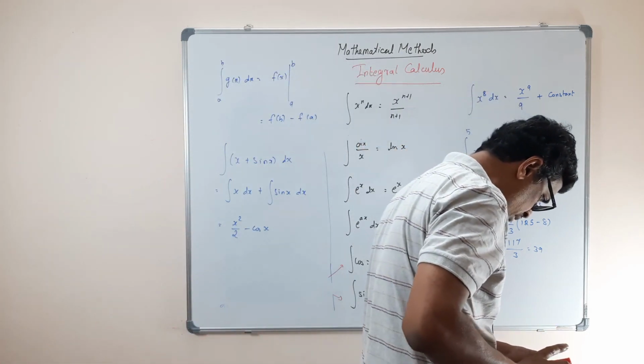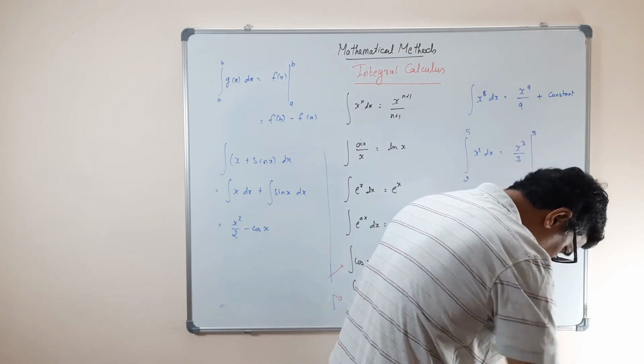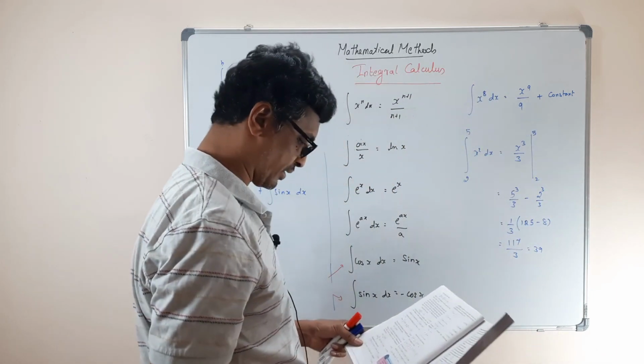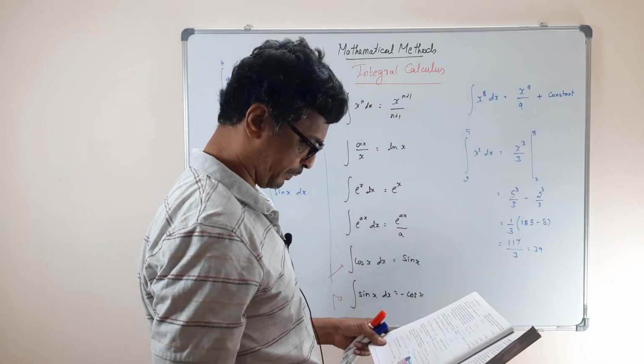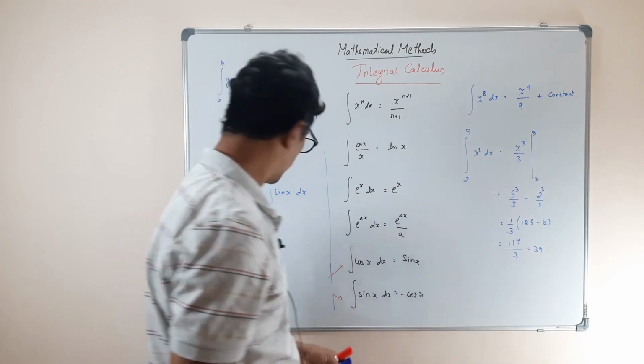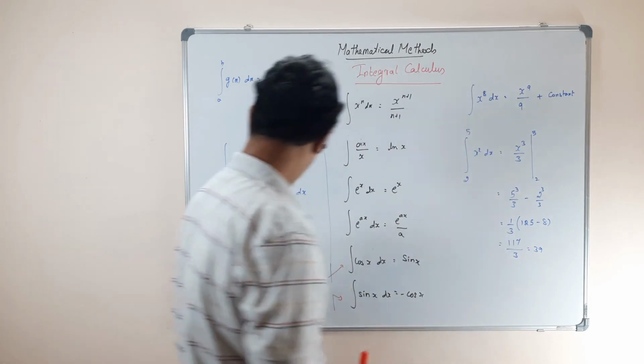In the book they have written it wrong: x square by 2 plus cos x. No, it's minus cos x. The integration of sin x dx is equal to minus cos x. So you have to correct it in the book.